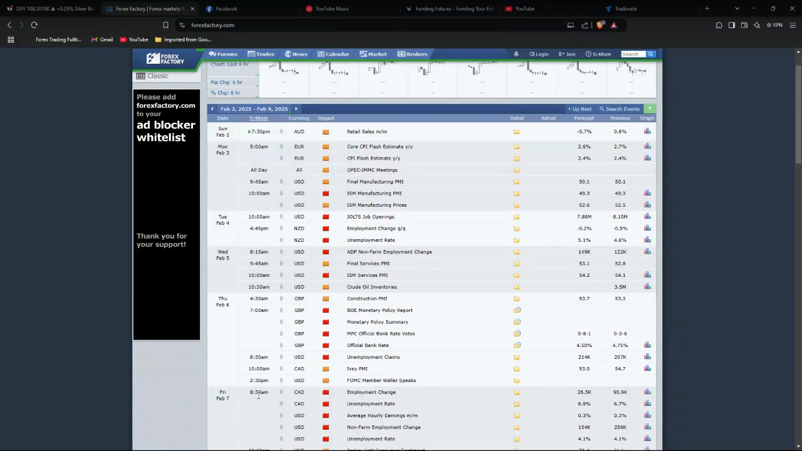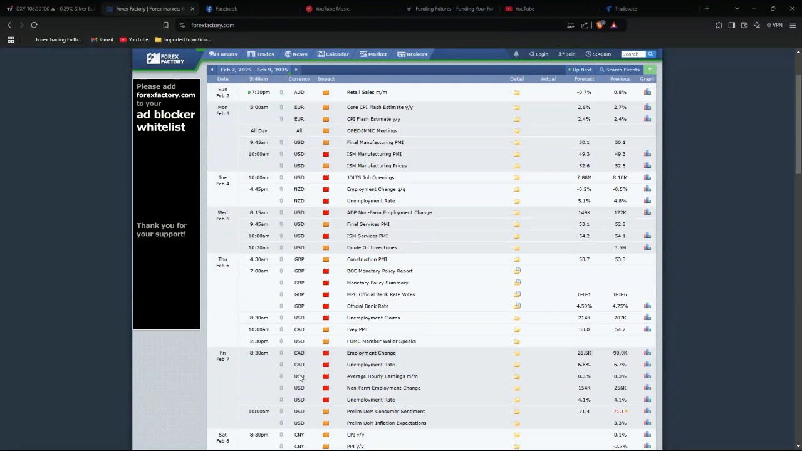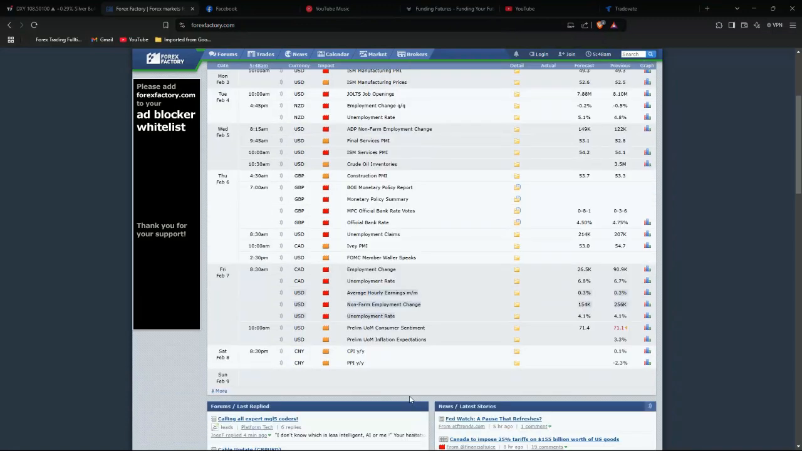And on Friday, Canadian dollar employment rate and employment change, as well as NFP. So this will be a very, very busy week. On this busy week, let's see what we see based on technical analysis.